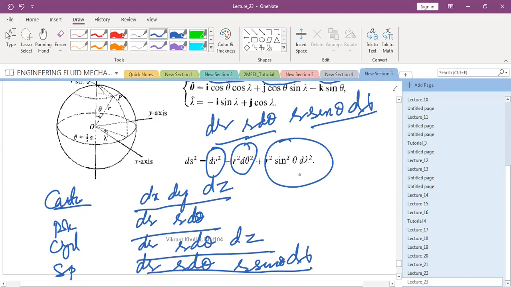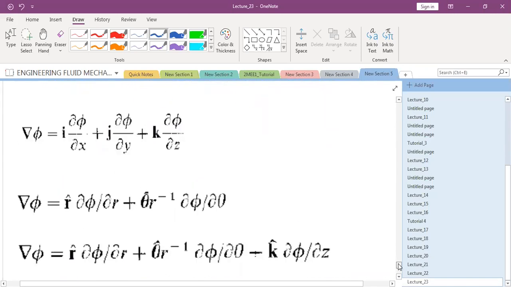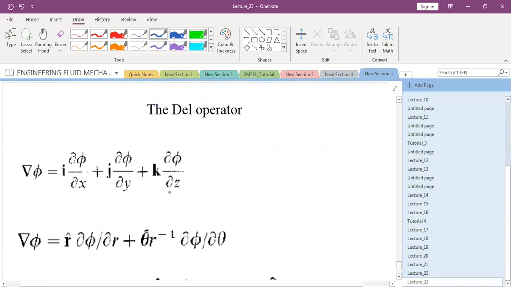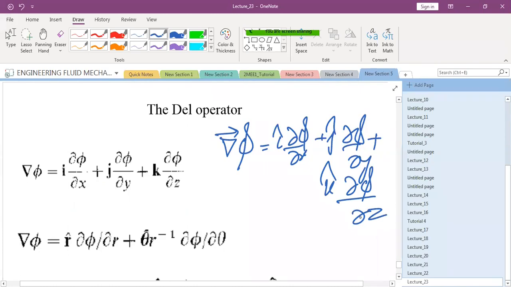Now I will leave you with an exercise and I will ask you in the next lecture. I have written down the results here, but I want you to find out that if del operator of any scalar function phi, you know that it is written down like this. I want you to write down the equivalent expression for the other three coordinate systems. The question is clear to you or not? Yes, sir.